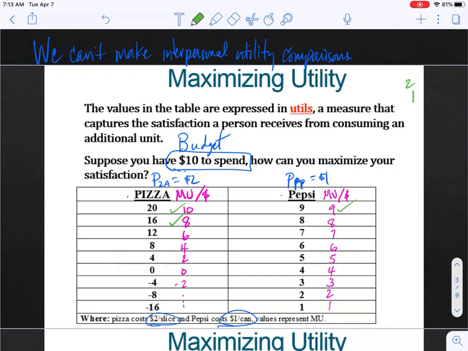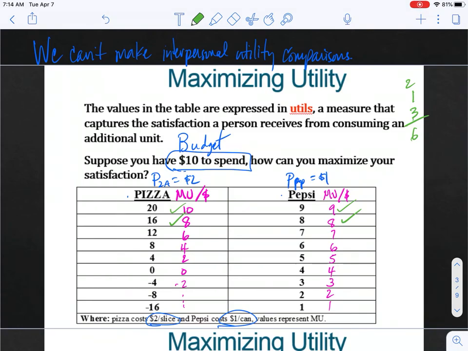So what do you think I'm going to ultimately do? Yeah, I'm going to buy one of each. So I'm going to buy my second slice of pizza and my second Pepsi. I'm going to spend another $2, $3, so we'll write that up there. So what am I at now? So far I've spent $6. I've got $4 left. How am I going to spend it?